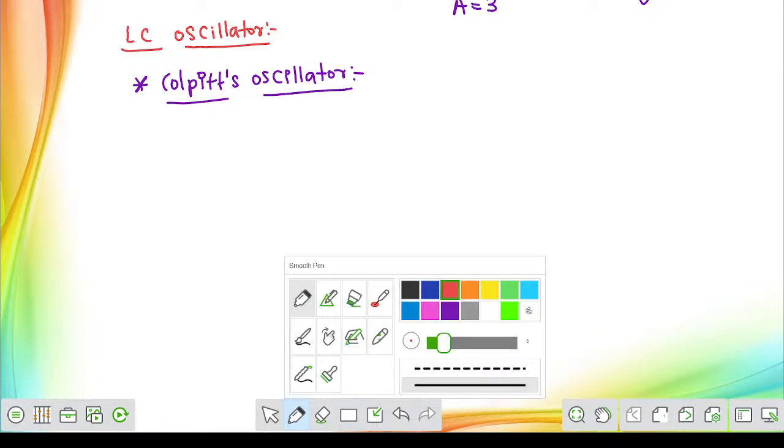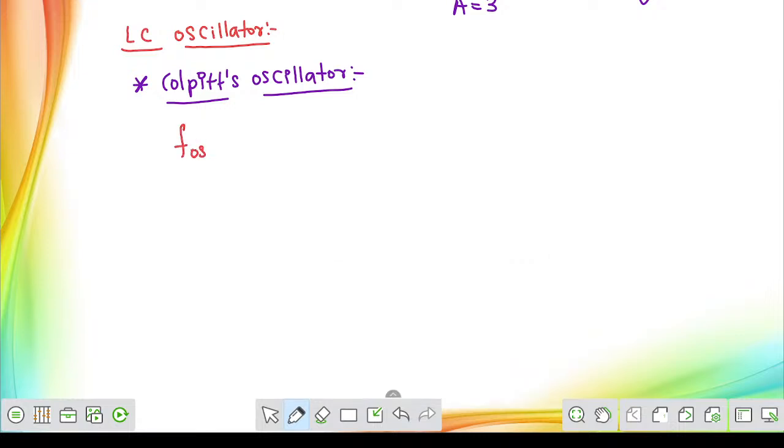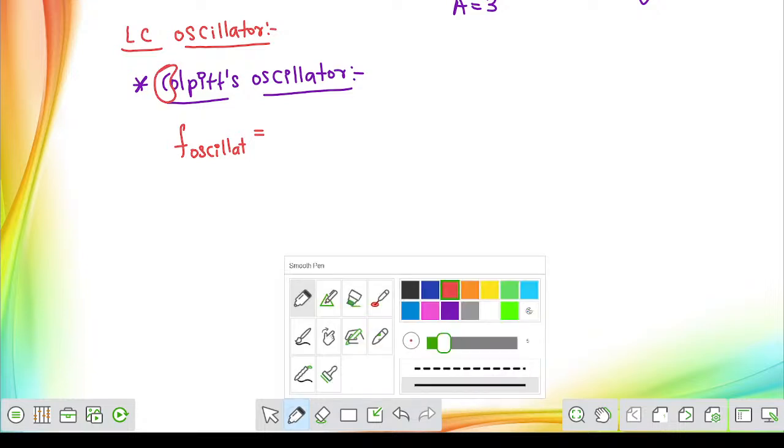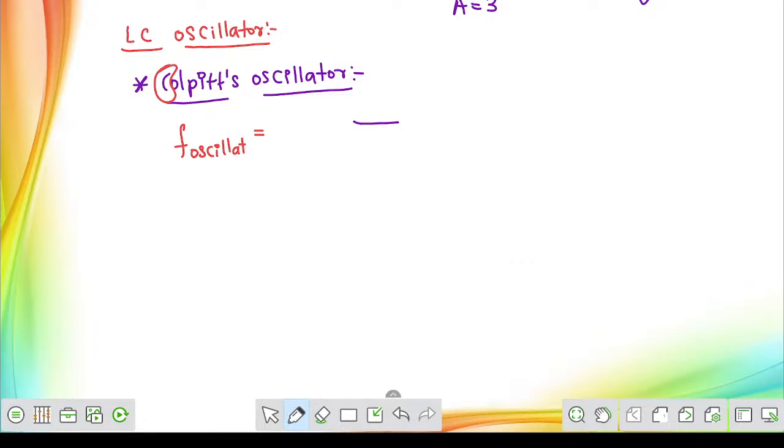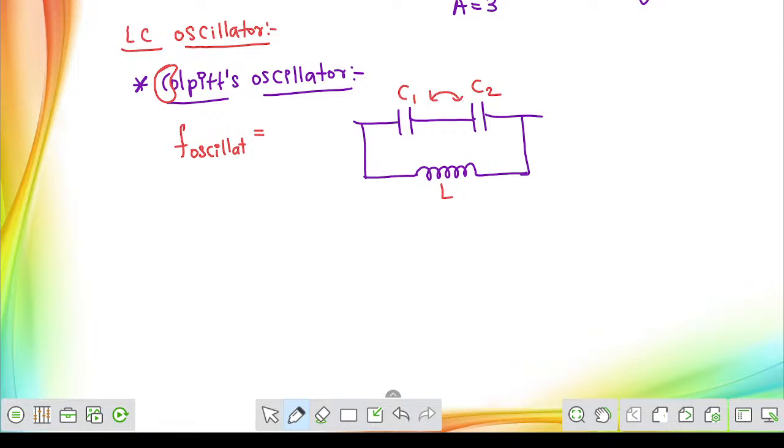When we are observing the Colpitt oscillator, the direct question that will be framed is the frequency of oscillation. Since the name starts with a C, for the generation of frequency of oscillation in a Colpitt oscillator, two capacitors will be connected in series and one inductor will be connected in parallel along with them. I am just giving the important things, just remember. Let me consider inductor L, capacitors C1 and C2. These two are connected in series.